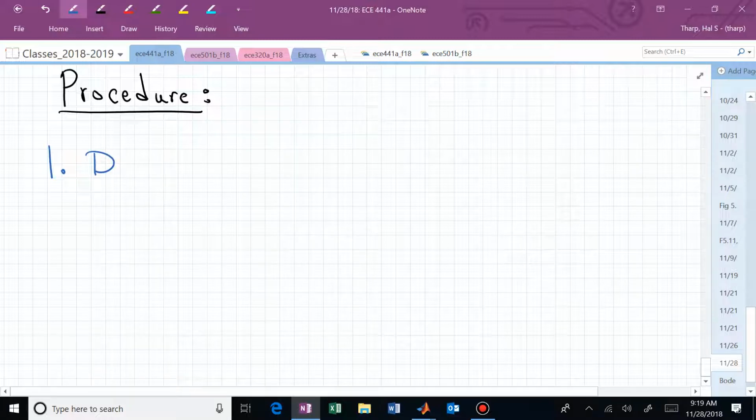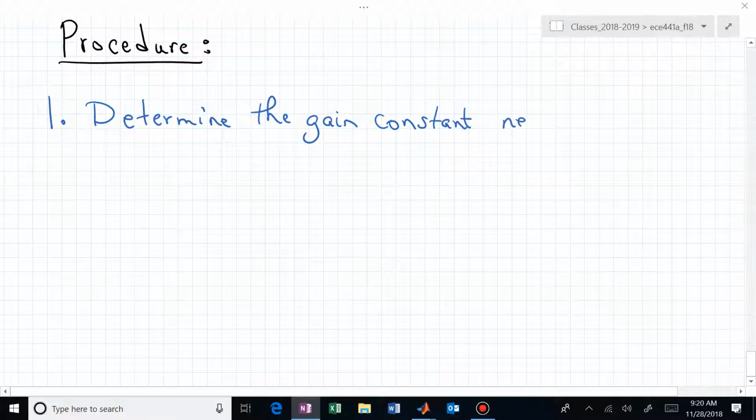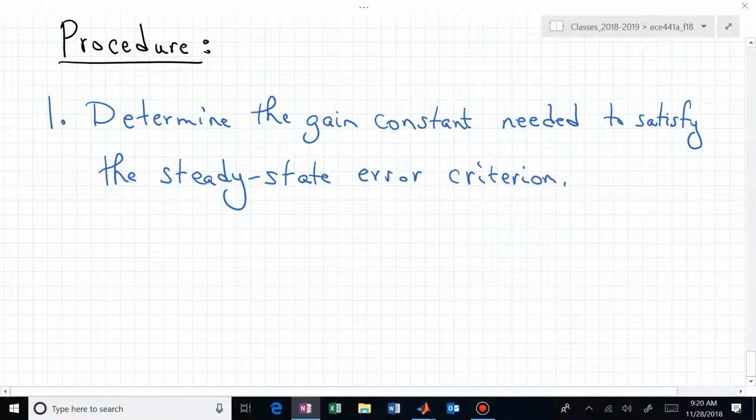But here, the first step is just like in the phase lag. We need to determine the gain to satisfy our steady state error spec. Step 1 is then to determine the gain constant needed to satisfy the steady state error criterion or specification. And again, I've provided an extra video and notes talking about what in the world is being done by adjusting that gain K. It's not a very long video or set of notes.